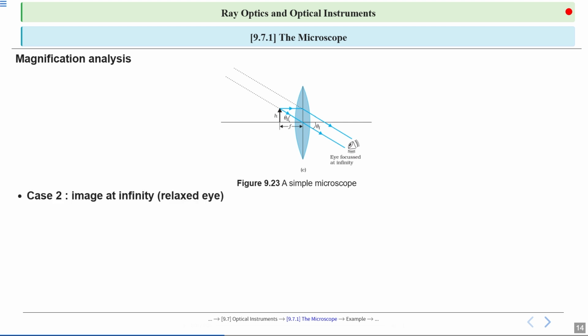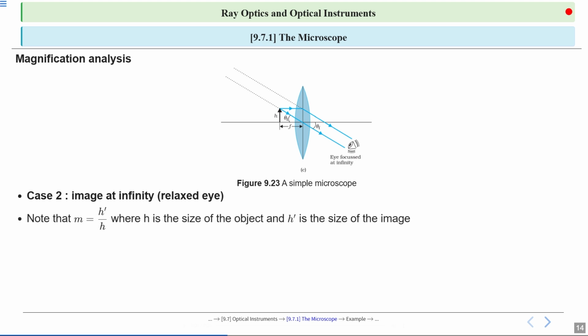Okay, so case 2, image at infinity, or we can say relaxed eye. So let's consider the case where the image is at infinity, which is when the eye is relaxed. This is an important scenario because it allows for comfortable viewing without eye strain. In this setup, the microscope is adjusted so that the final image appears to be at infinity, making it easier for the observer to see details clearly.